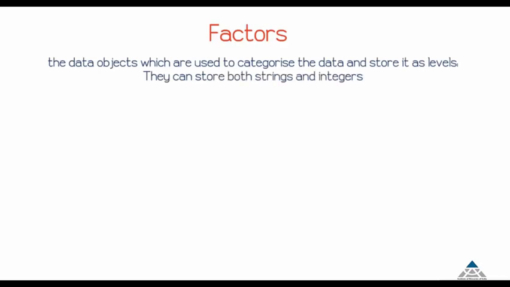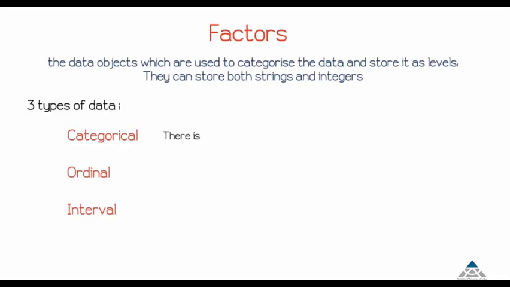Let us see what we mean by categorizing. From your previous knowledge of statistics, you may know that there are three types of data: categorical, also called nominal, ordinal, and interval. Categorical data is where there is no intrinsic ordering. An example of categorical data is, say, males and females. Here, there is no requirement to write male data first or female data first. Any order will do.